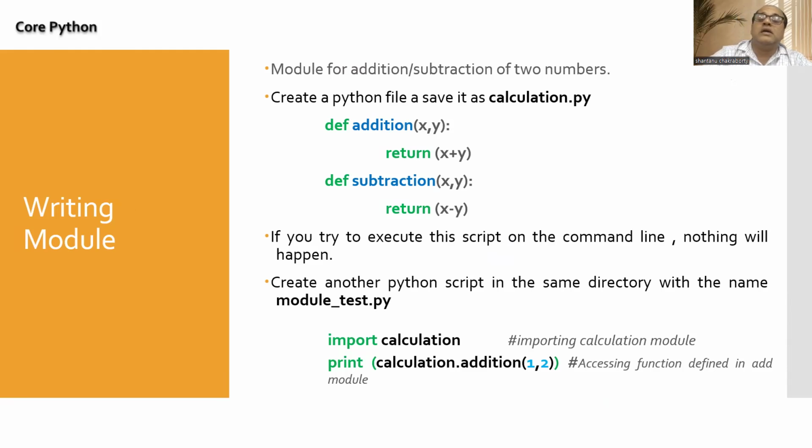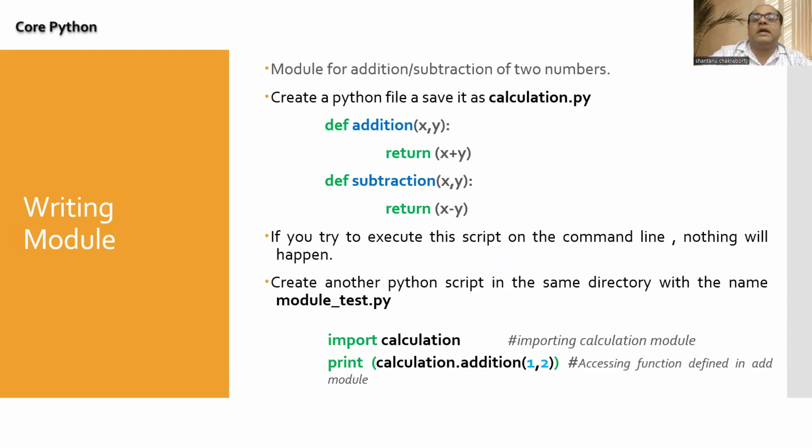And that creates another Python script in the same directory. So basically, we can import the calculation module by writing import calculation. Under the calculation module, we have the methods addition and subtraction, and we can access those methods that are already defined within the calculation module. So this is how we write a module.